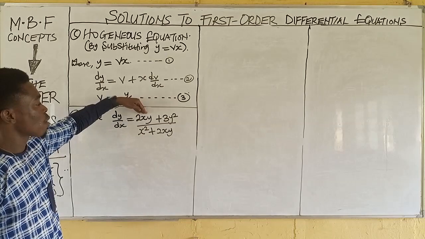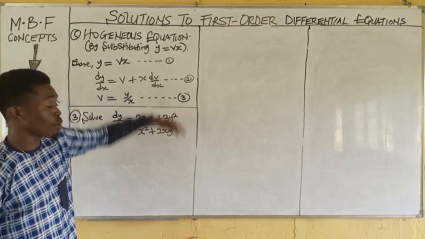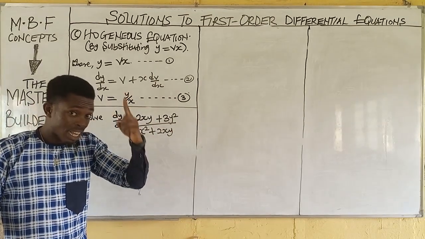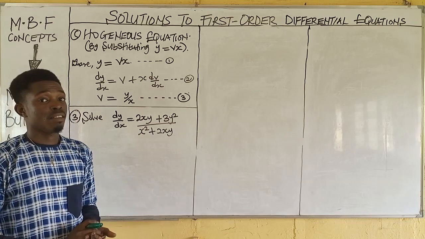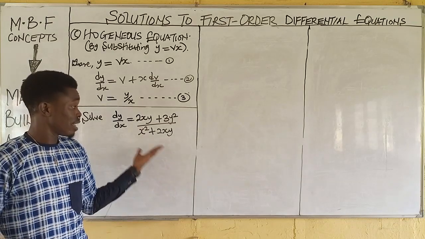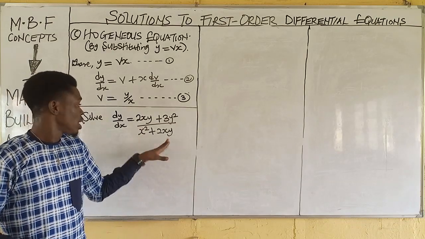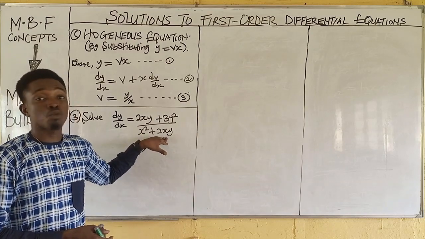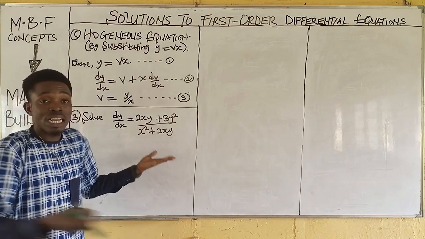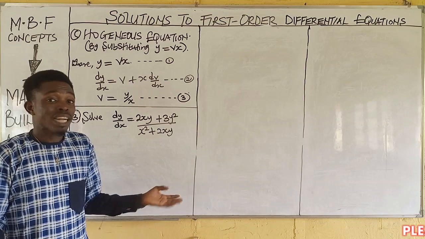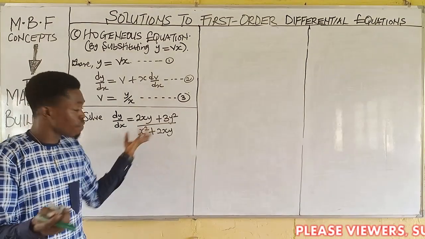The first term contains x and y, but the last term contains only y squared. I cannot factorize this to separate x from y. And the same happens at the denominator. Here I have x squared, but here I have 2xy. x is common, but y is not common. Alright, so we will not be able to separate these variables here.